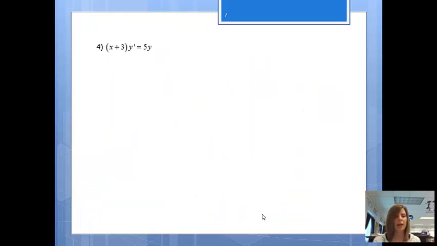All right, I'm going to try one more problem. This problem is very similar to problem 3. So if you would like to pause the video right now and try this problem and then come back and see how you did, that would be an awesome thing to do. Otherwise, I'm just going to go ahead and work through it.